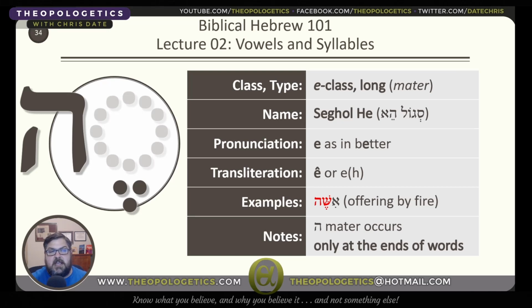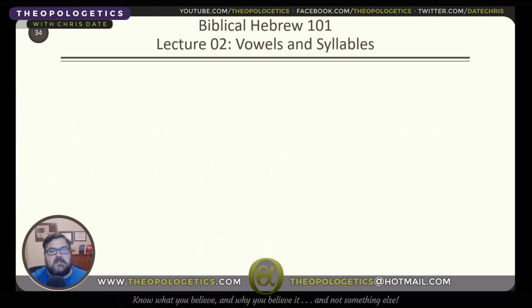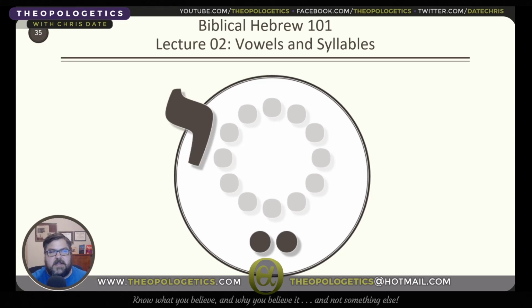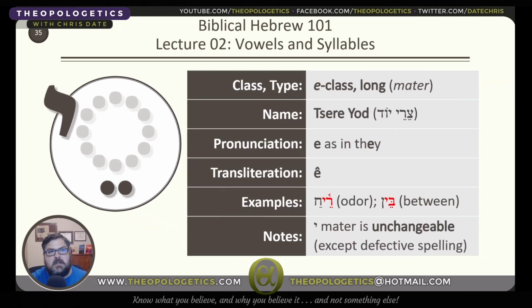The word ishe is an example of a word that has one of these maters in it. It means offering by fire, and it ends in a segol hey. And again, just as a reminder, the hey mater occurs only at the ends of words. Now, the hey mater is not the only mater that E-class vowels can take. They can also take a yod mater, a vowel letter comprised of a yod.